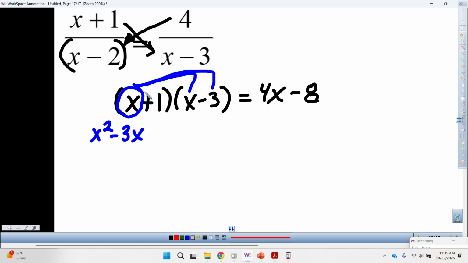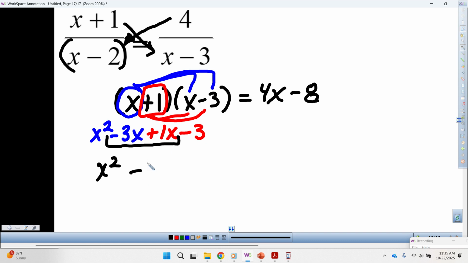Now I'm moving on to the second term, which is positive 1. And I'm going to distribute to the other term again. Positive 1 times x is positive 1x. Positive 1 times negative 3, that's negative 3. Can I combine stuff? Yeah, the x's, right? So I'm going to bring down the x squared. What is negative 3x plus 1x? That's negative 2x. Bring down the negative 3. Bring down the equal sign, and bring down the 4x minus 8.